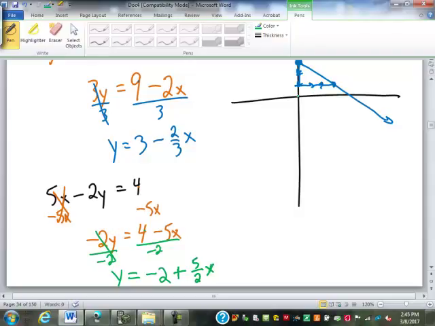So where do I start out on my graph? Negative 2. Very good. From there, I'm going to go what? Up 1, 2, 3, 4, 5, and over 2. So there is our graph.